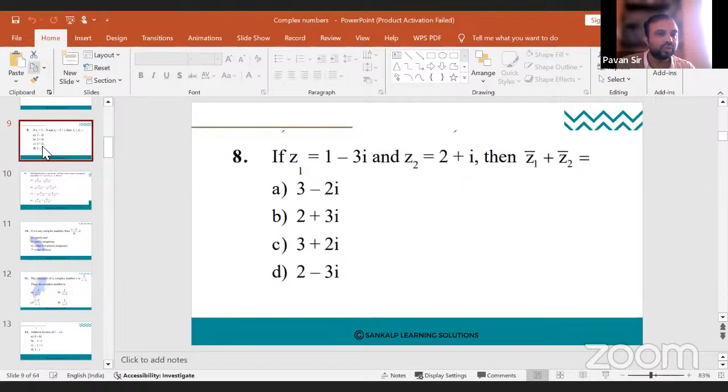Yes, next question, students. If Z1 is equal to 1 minus 3i, Z2 is equal to 2 plus i, what is Z1 bar plus Z2 bar? Option A is 3 minus 2i, option B is 2 plus 3i, option C is 3 plus 2i, option D is 2 minus 3i. Try to give the answer.